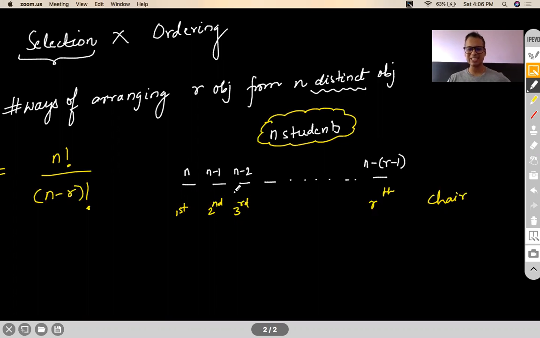Okay. Please see the trend. The trend is, if it is first chair, you write n minus 0. Second chair, n minus 1. Third chair, n minus 2. So whatever is the chair number, one less than that you are subtracting from n, isn't it?